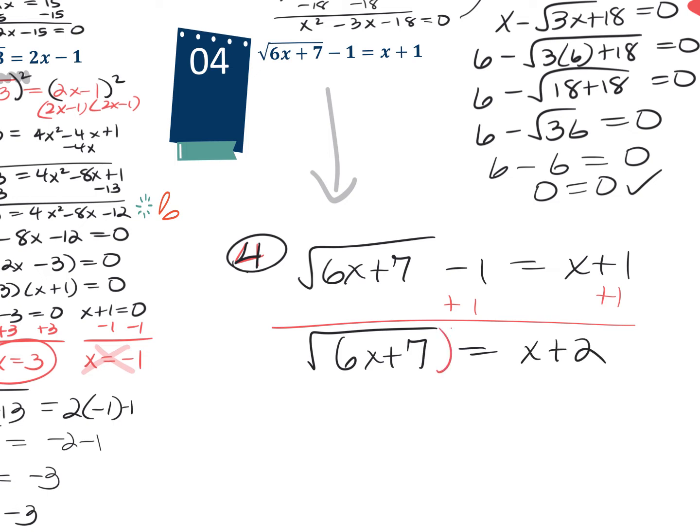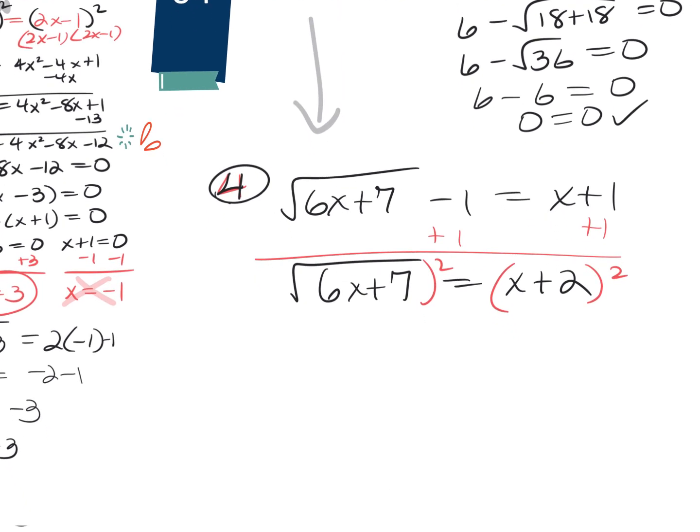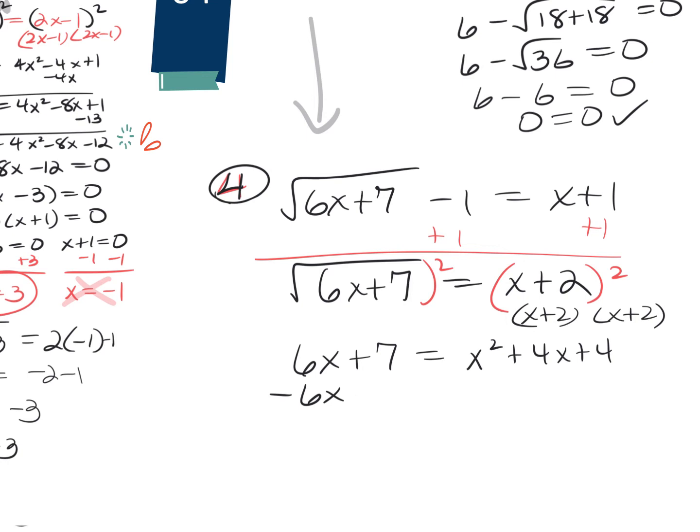Once I square the right side, I got to FOIL it. The left side, it just comes out because squaring that radical makes it disappear. So what I'm doing here is multiplying x plus 2 times x plus 2. Once I FOIL it, I'm left with x squared plus 4x plus 4. I need to get it into standard form. Always try to keep your x squared term positive. So I'm going to move the 6x and the 7 to the other side.